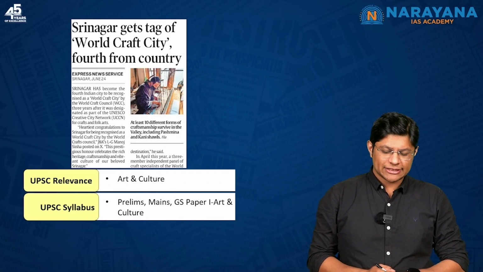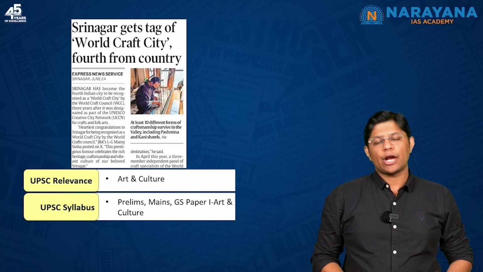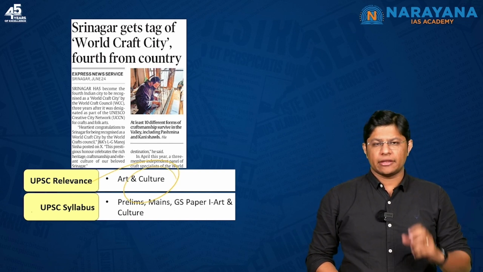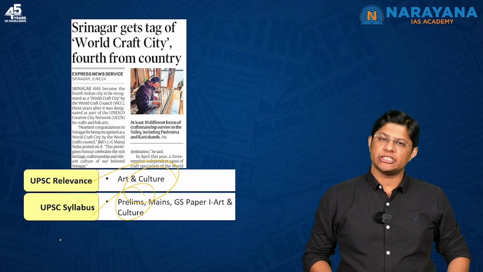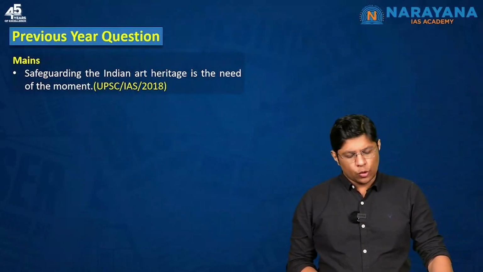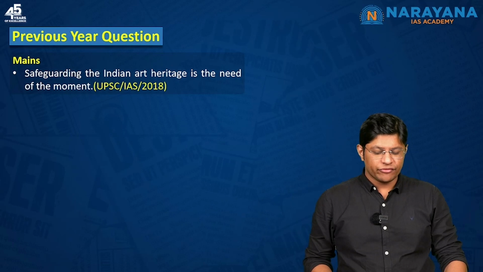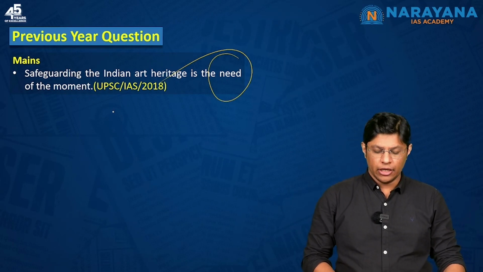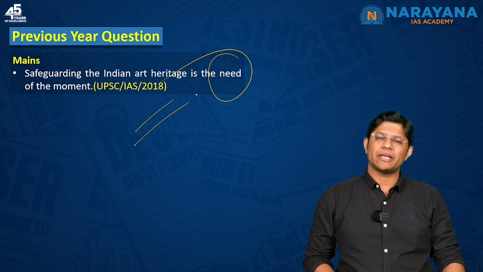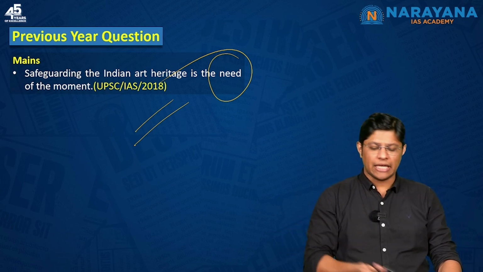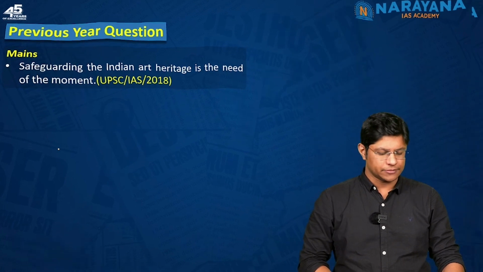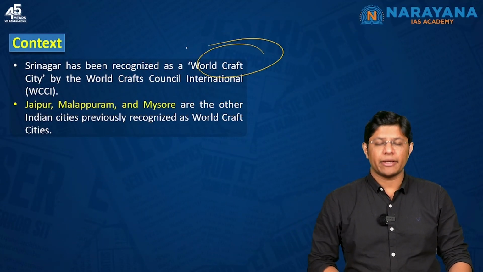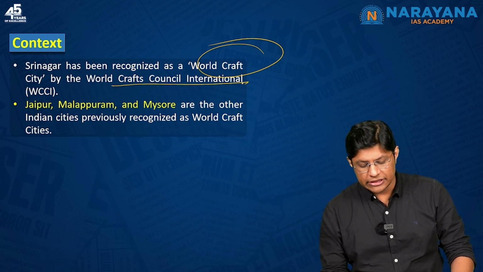Students, the title of the next topic is Srinagar gets tag of World Craft City, right? This is important from art and culture, and can be important for prelims as well as GS Paper 1. A previous question, 'Safeguarding the Indian art heritage is a need of the moment,' was asked in 2018. So the topic that we shall be discussing can be used as an example to address such questions. Srinagar has been recognized as a World Craft City by the World Craft Council International.